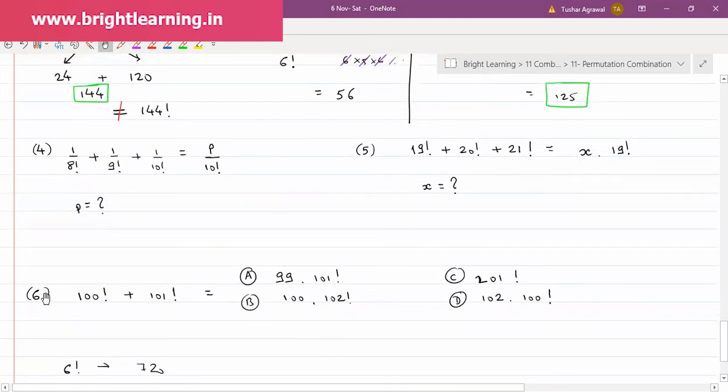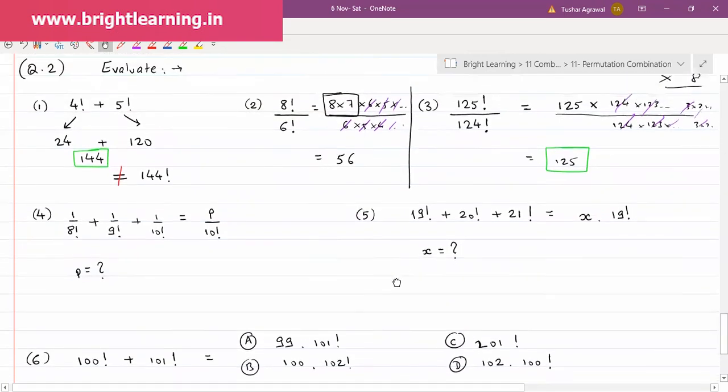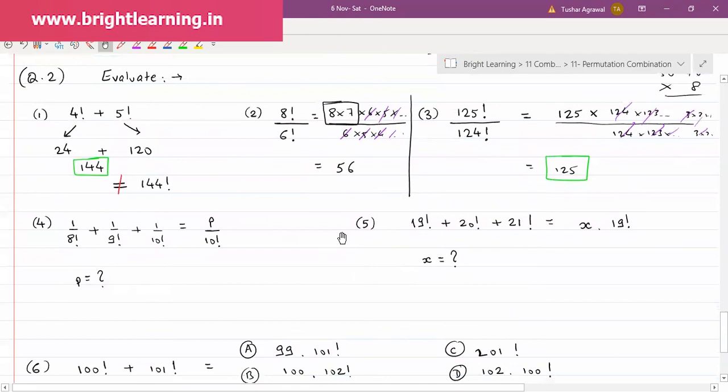So now, since we have got to question number 6, answer this sixth question also. Options A, B, C, D are given to you. Okay. I will give the explanation for 4, 5, 6 now.